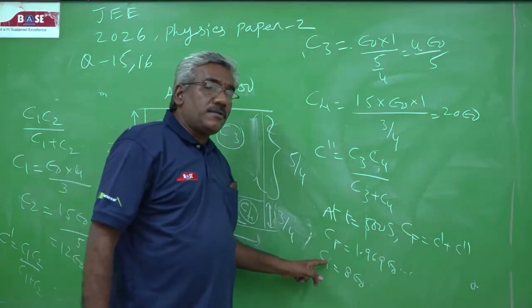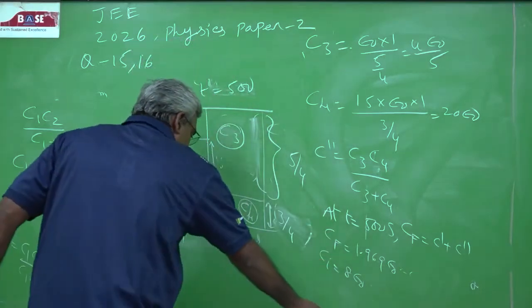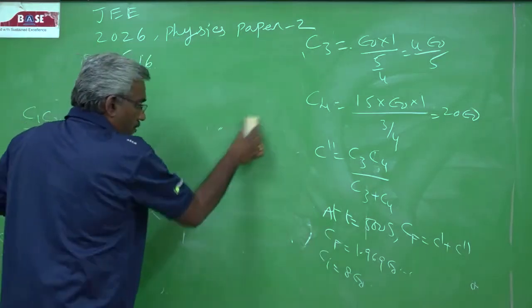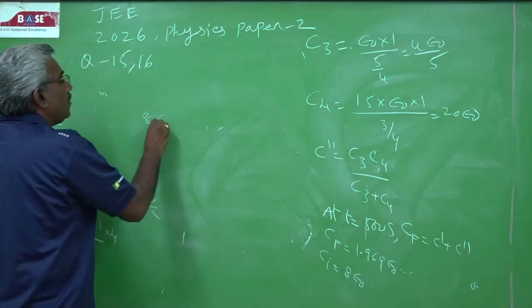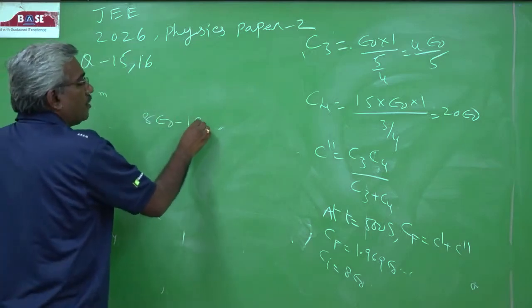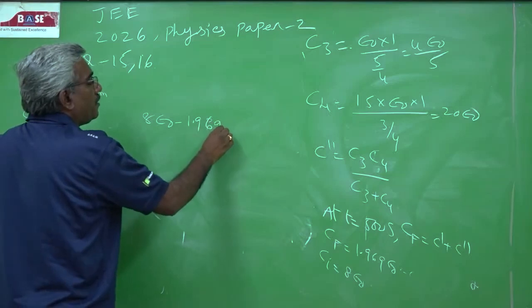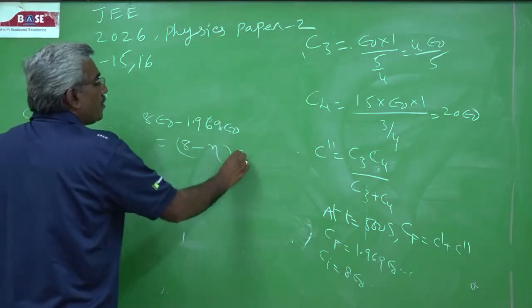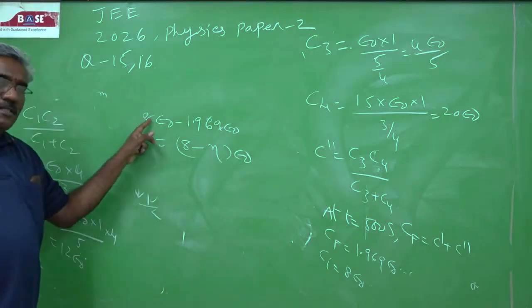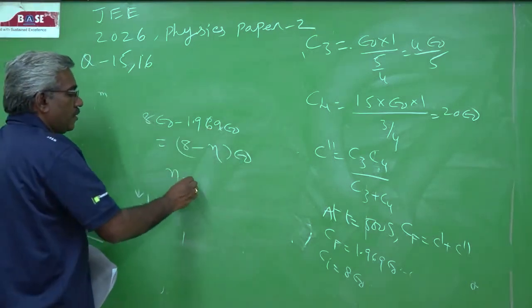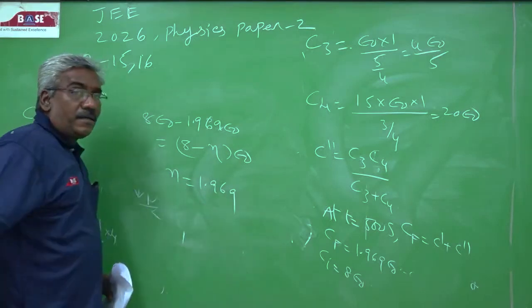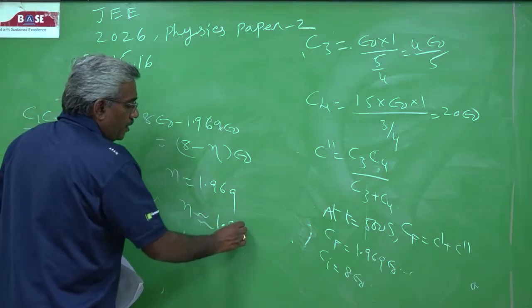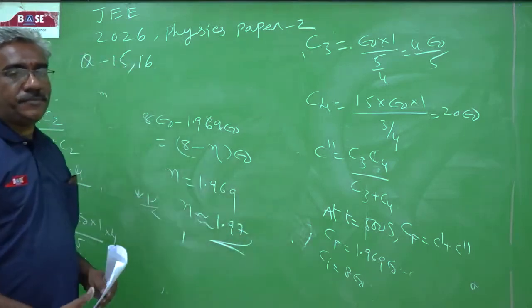So what is the difference now? The difference is 8 epsilon naught minus 1.969 epsilon naught. This is given as 8 minus n epsilon naught. 8, of course, it is there, so n becomes 1.969. Truncate to two decimals, so n is truncated to 1.97. That is your answer. Good.